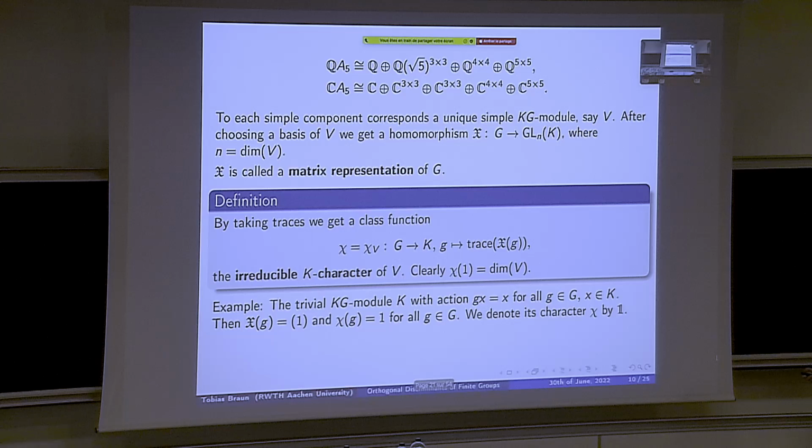And again, the easiest example you can think of is just the trivial KG module K. So that's the base field, and you act on it by saying, okay, a group element should act on an element of the field just by doing nothing, acting as the identity. Then chi of g will just be the 1-by-1 matrix with 1, and the character will be constant 1 on every group element. Of course, the character is irreducible because it has degree 1. You can't further decompose it into smaller characters. And we denote this character chi by this specially written 1.